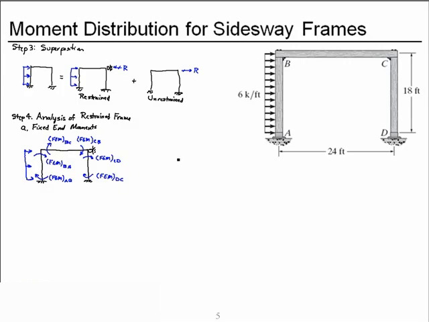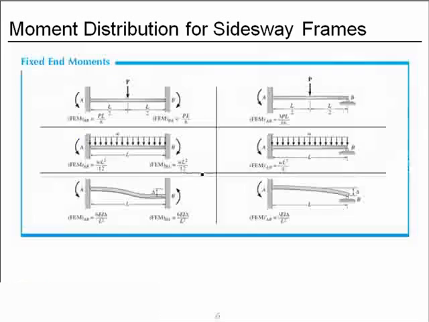Let's start with member AB. Fixed on both ends, uniformly loaded in between. When we look on the inside back cover of our text, we find that situation shown here. And so our fixed end moments are omega L squared over 12 at each end. But note the directions shown. At this end, it's counterclockwise instead of clockwise.